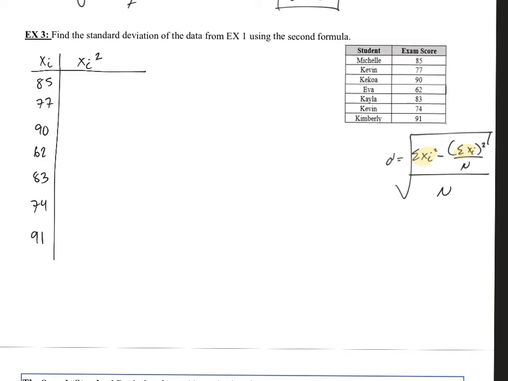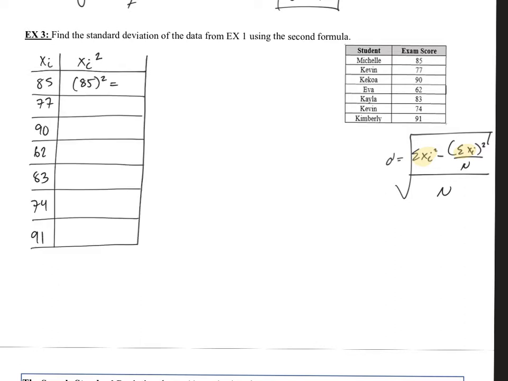Alright, so just copying down these values here, those are my xi's, and to fill that out, I want my xi's squared. So that'll be 85 squared, which is, let's see, I'm going to fill out my chart. Alright, 85 squared is, whoa, bigger than that. I need more space. 85 squared is 7225. Then we're going to do 77 squared, then 90 squared, 62 squared, 83 squared, 74 squared, and 91 squared.